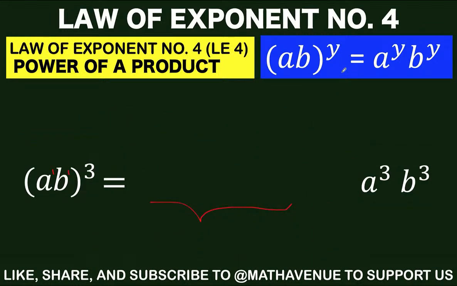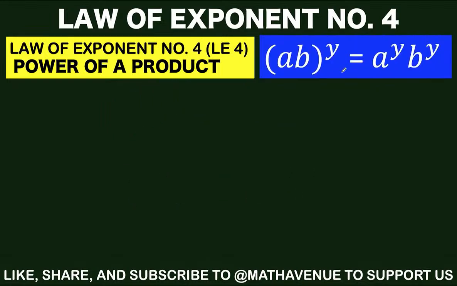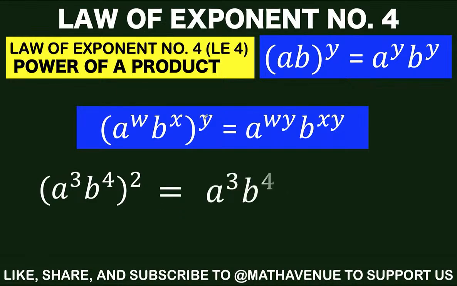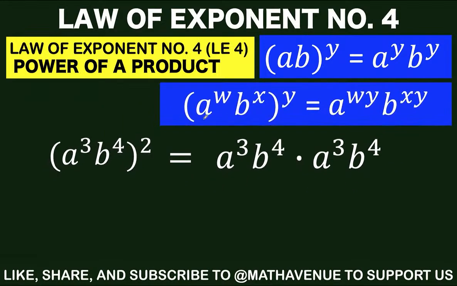Now let's go to case number 2. What if we have an exponential number that is multiplied by another exponential number and both of them are raised to another exponent? Here's an example. The quantity a cubed b to the fourth all raised to the second. So going back again to the definition of exponent, this is its expansion. Then if we rearrange them, that will look like this.